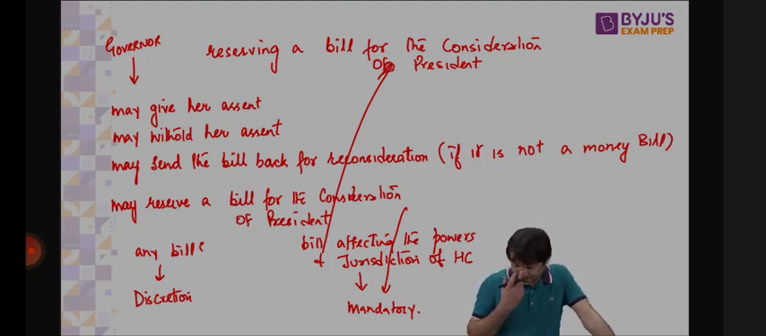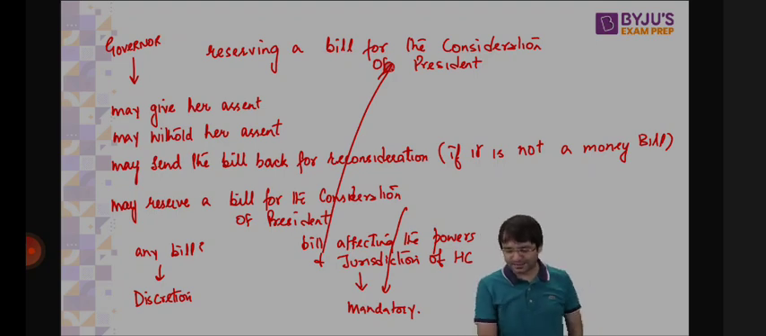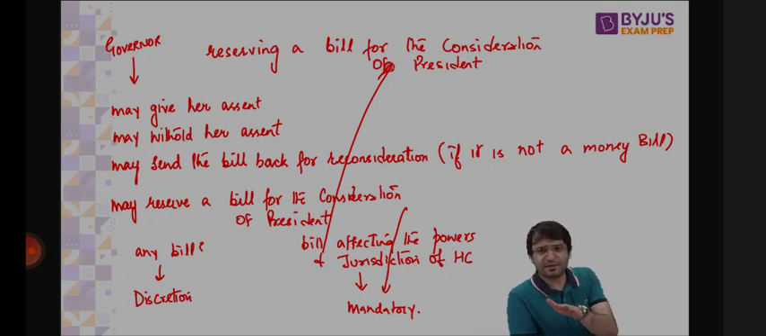So what is the meaning of appointment by the president by warrant under his hand and seal? The governor is appointed by the president by warrant under his hand and seal. The president appoints the CAG by warrant under his hand and seal. That means only the president can appoint. The president cannot give this power to someone else.